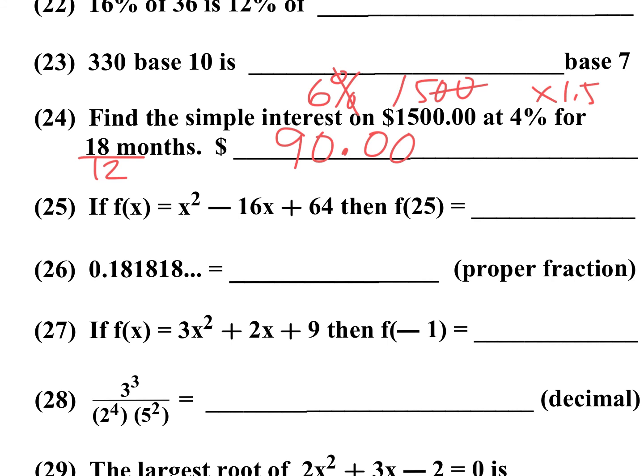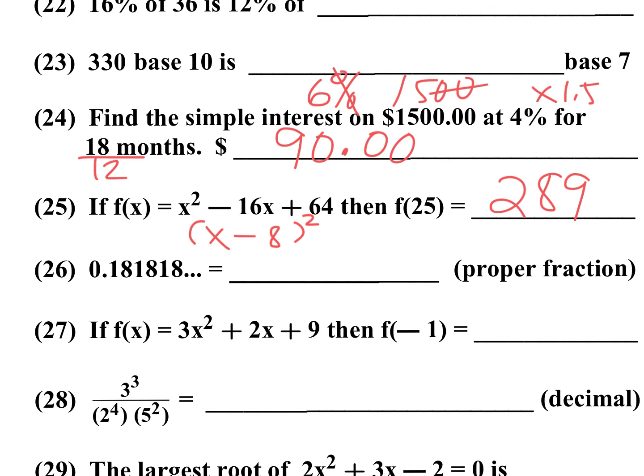Number 25 looks like a perfect square trinomial. This is something squared here. This is x, and that's a minus because that's a minus, and 64 is actually 8 squared. So this actually factors out to x minus 8 squared. What's 25 minus 8? 17. What's 17 squared? 289. That's a cool little shortcut right there for that one.